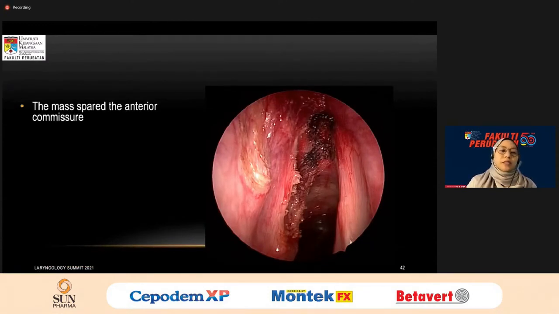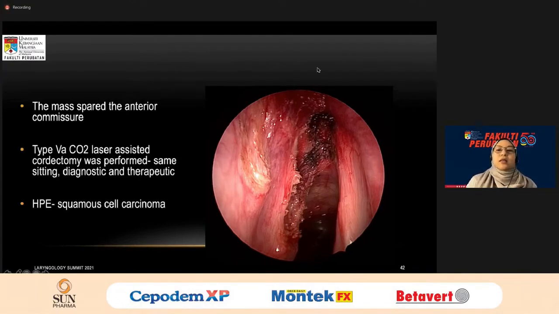We didn't have a biopsy, and under GA, the mass spared the anterior commissure. Thus, we performed type A CO2 laser chordectomy at the same sitting, diagnostic and therapeutic, and the HPE confirmed squamous cell carcinoma. And the patient to date, more than 12 months, has been tumor-free.